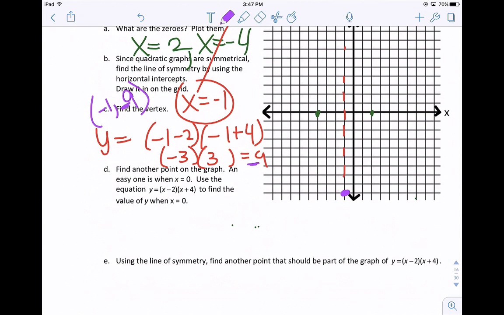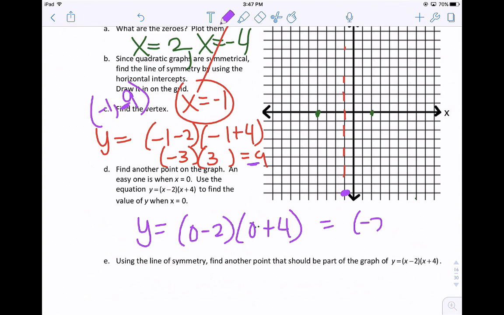It says find another point on the graph. An easy one is when x is 0. Plug that in when x is 0. We have 0 minus 2 times 0 plus 4, which is negative 2, times 4, which is negative 8. So 0, negative 8 is another point on the graph.